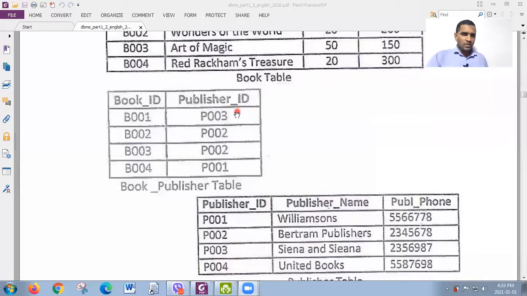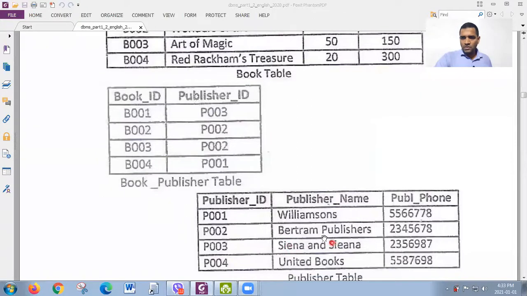Publish ID, as you can see, can never be the primary key here because one publisher can publish many books. You can see P002 repeated twice, which means this one, Bertram Publishers, publishes two books, B002 and B002. So no field has the eligibility for becoming the primary key. So now you need to make a composite. When you combine these two, book ID and publish ID, the data will never be repeated.